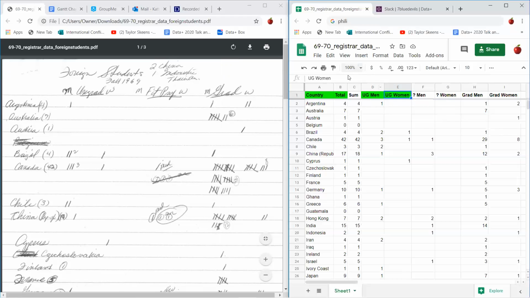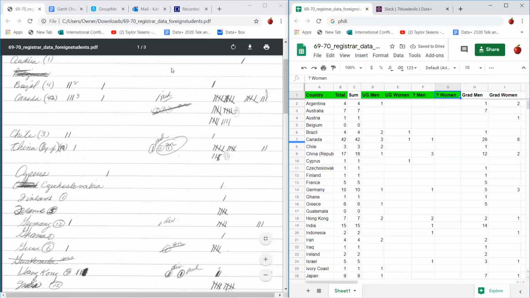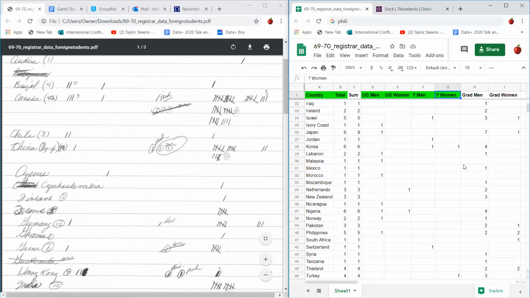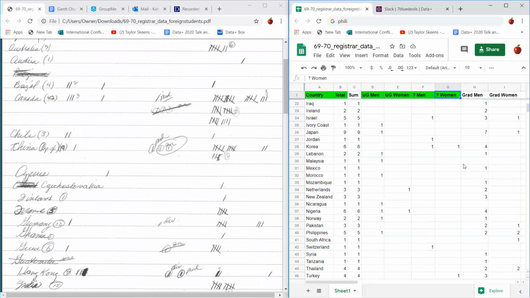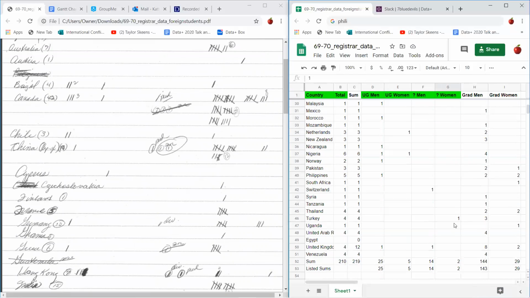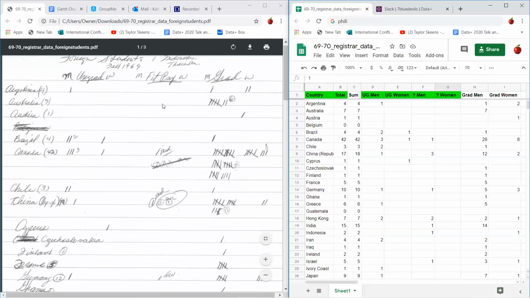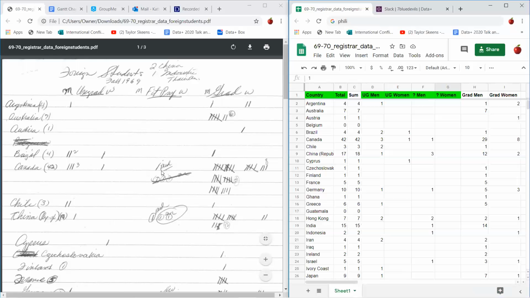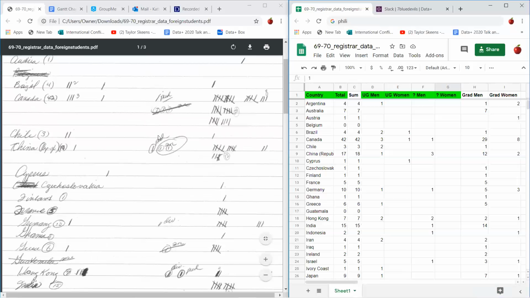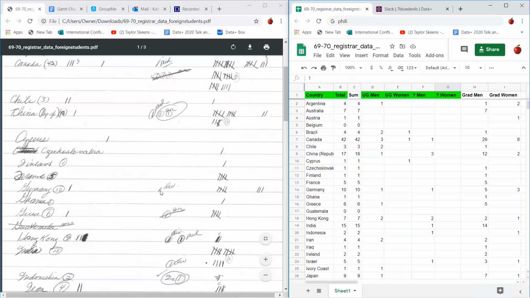This took me a while to figure out, but basically what I ended up figuring out was that these are all men, unless it says women. And there are only 2 women: a woman from Korea and a woman from Turkey. The rest of them are men, and it lists what school they're in. They all seem to say either medical school, med, or divinity, and there's div.